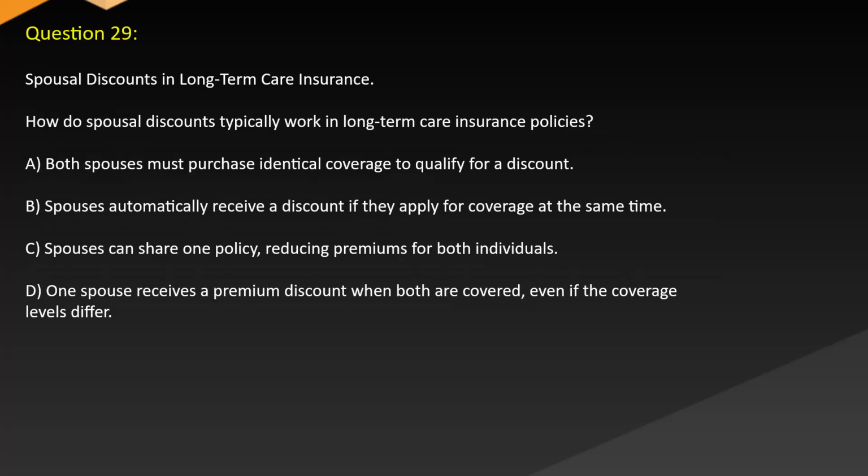Question 29. Spousal discounts in long-term care insurance. How do spousal discounts typically work in long-term care insurance policies? A. Both spouses must purchase identical coverage to qualify for a discount. B. Spouses automatically receive a discount if they apply for coverage at the same time. C. Spouses can share one policy, reducing premiums for both individuals. D. One spouse receives a premium discount when both are covered, even if the coverage levels differ.